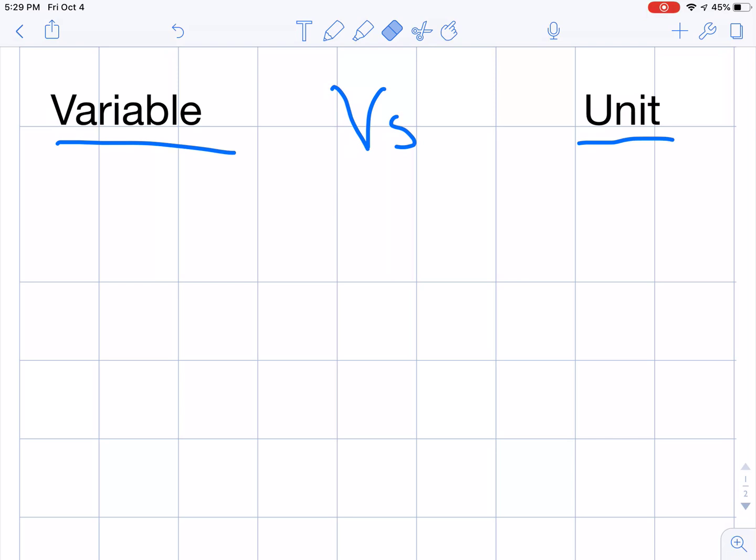Today I'd like to talk to you guys about the difference between a variable versus a unit. This is often a pretty common source of confusion in engineering.